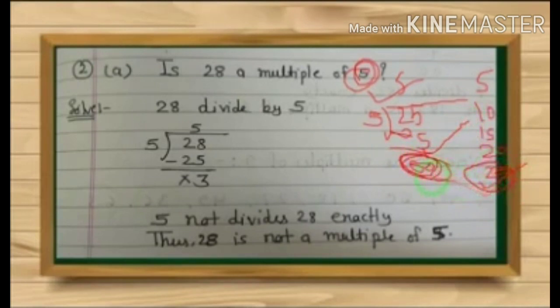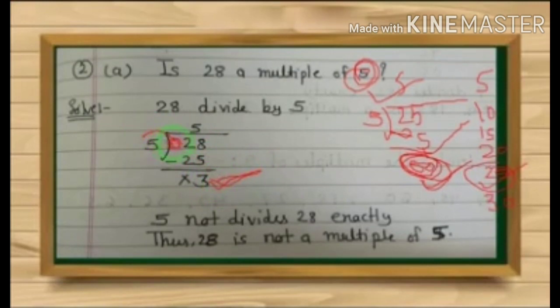So here we divide 28 by 5. We get quotient 5 and remainder 3. Means if we get remainder 0, then we say that the given number is a multiple of that number. But here the remainder is 3. So what do we say here? See, we divide 28 by 5. 5 fives are 25. 8 minus 5 is 3 and 2 minus 2 is 0.